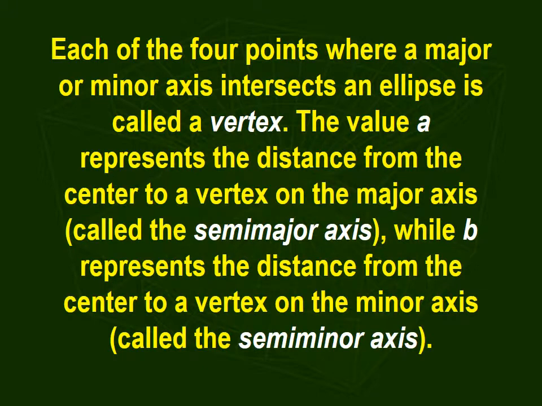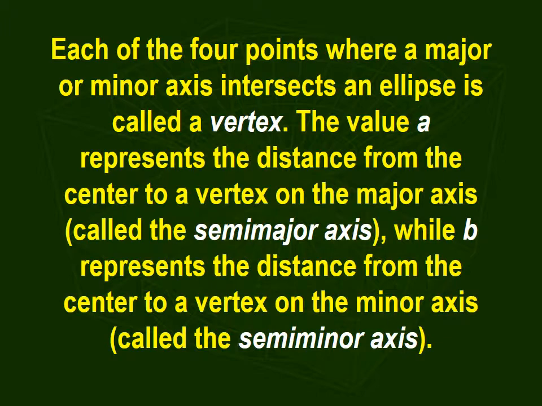Okay, so there are 4 points where a major and a minor axis intersect, and those 4 points are the vertices, and that's the center. There's a value A that is the distance from the center to a vertex on the major axis, and that's the semi-major axis, while there is another distance represented with B that is from the center to a vertex on the minor axis, and we call that the semi-minor axis.